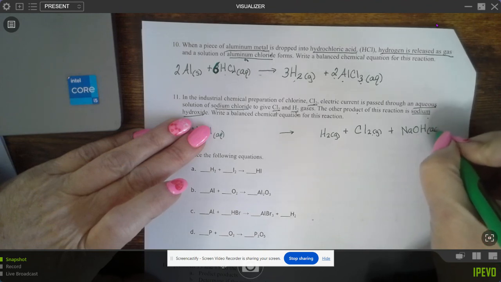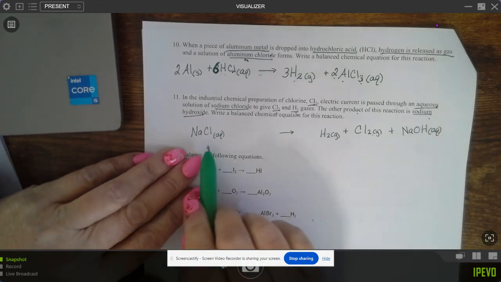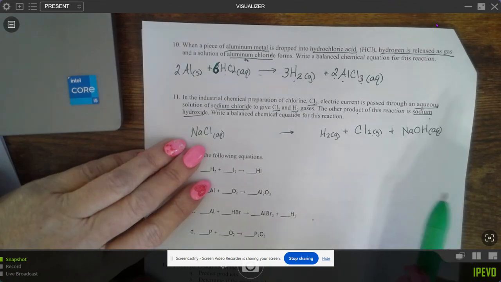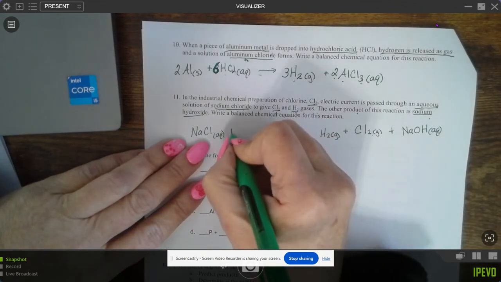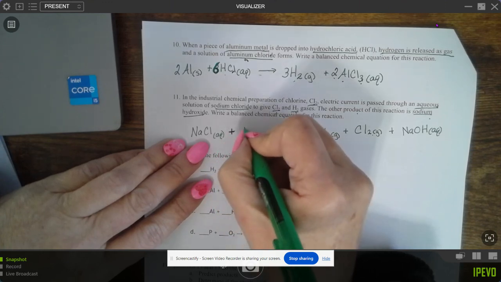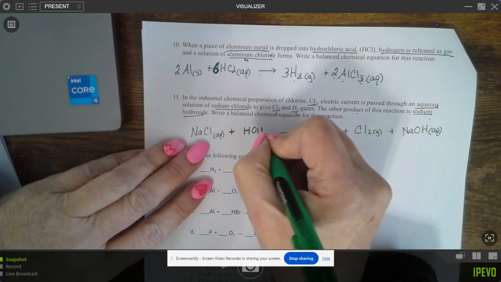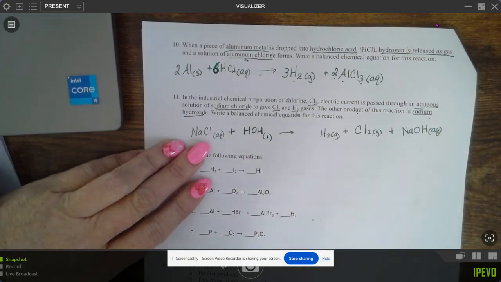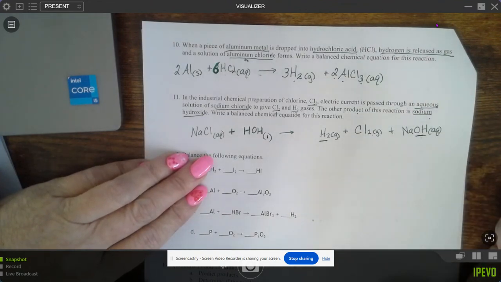okay? All right, now, here's the thing. If we look, sodium chloride does not have any hydrogen in it, or oxygen for that matter. So when it says it's an aqueous solution, what we have to assume is that we have water, okay? And water is a liquid. And I wrote it HOH, which you may remember because I've got H2 and I've got hydroxide.